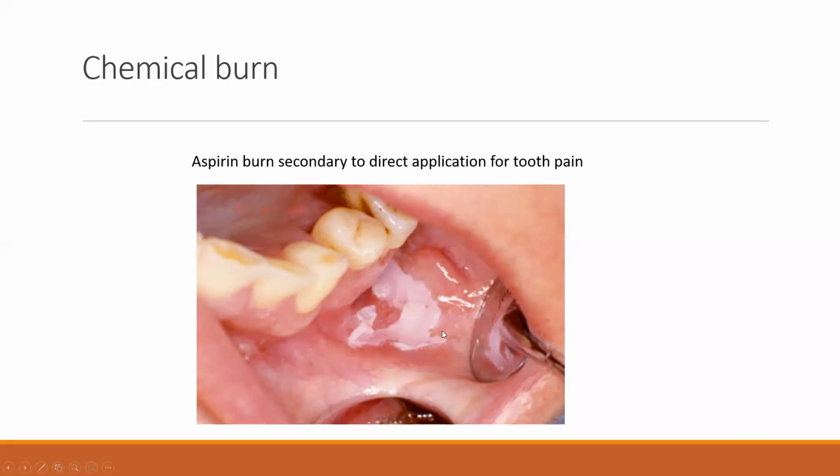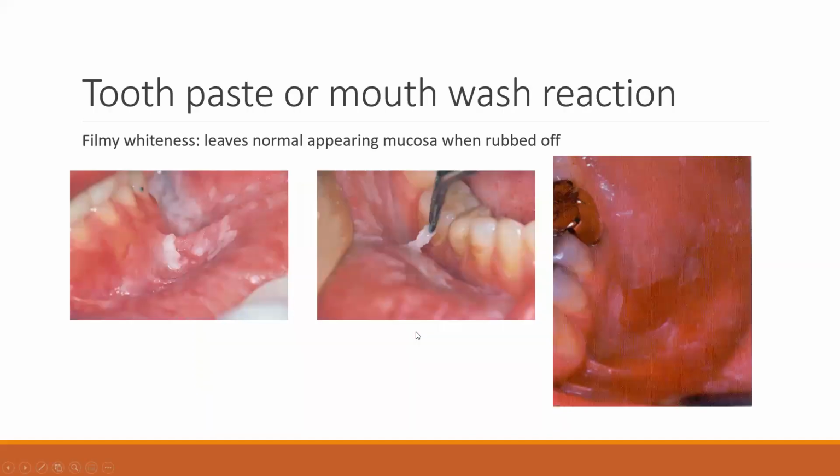And what is the treatment of this? Again, reassurance, ask the patient to keep a watch on it, stop using the aspirin and not to keep it in contact with any part of the oral mucosa, and ask the patient to follow up after a week or so. This should be healing.